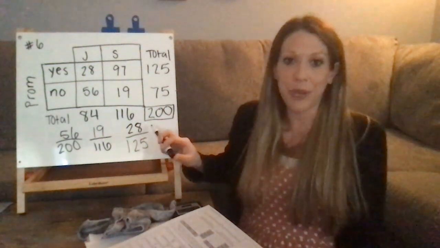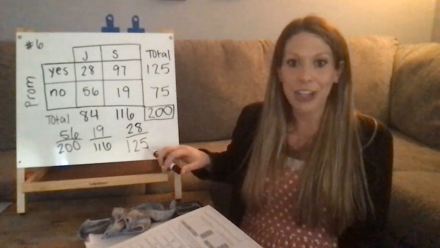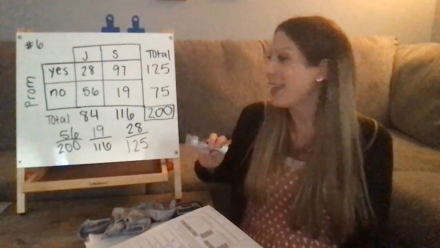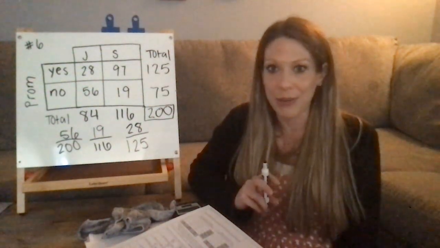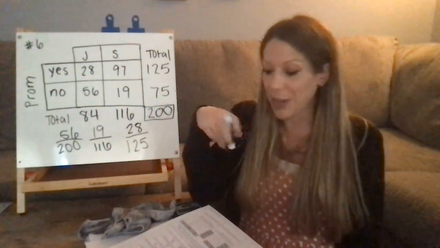So we would have 28 juniors attended prom out of the 125 students total that attended prom. And those would be your 3 conditional probabilities, or I guess this first one wasn't conditional, but those would be your 3 answers for number 6.